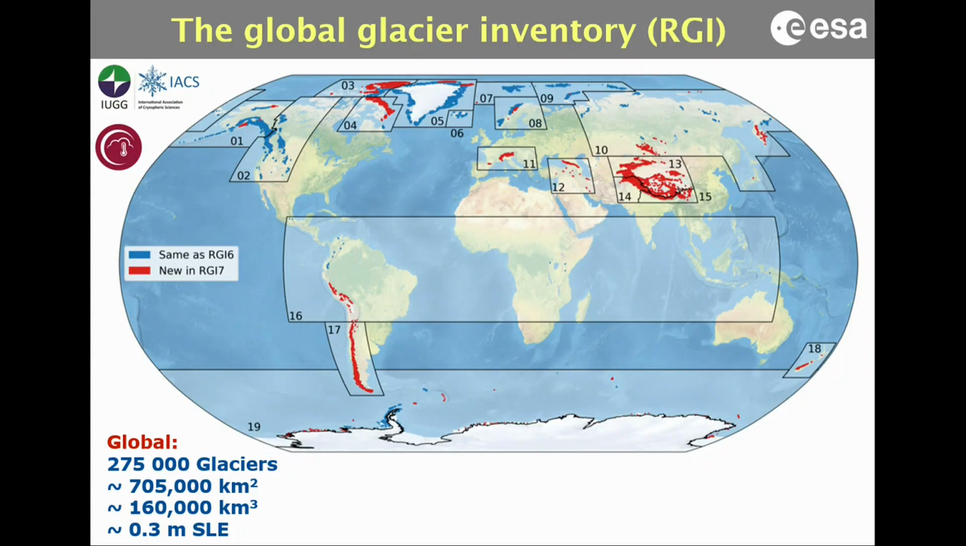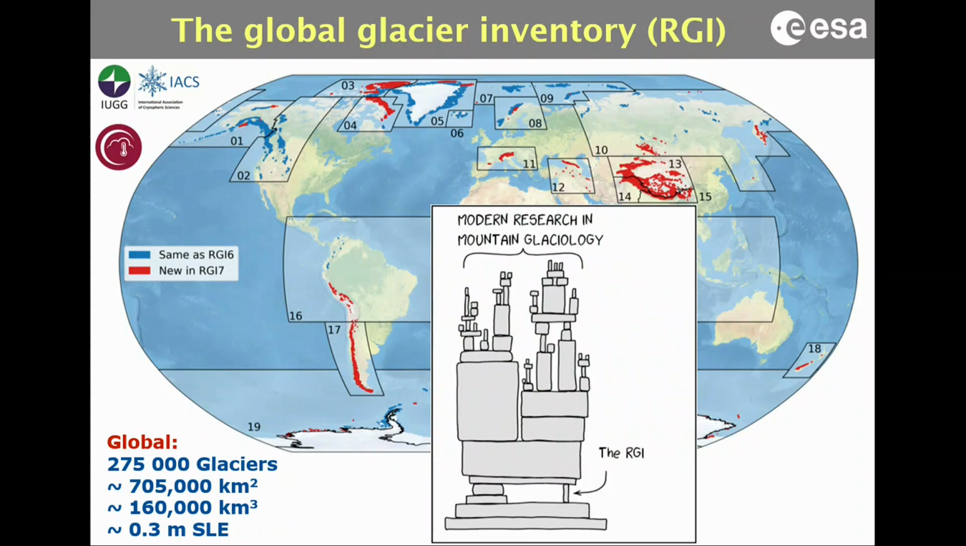And you see here on this picture what is new in the Randolph Glacier Inventory 7. So all these red regions have been reworked and partly have lots of improvements, and the blue ones are still those from the former RGI 6. And putting it together, here is the book, or the one publication describing the Randolph Glacier Inventory. And this is the rest of modern research in mountain glaciology.